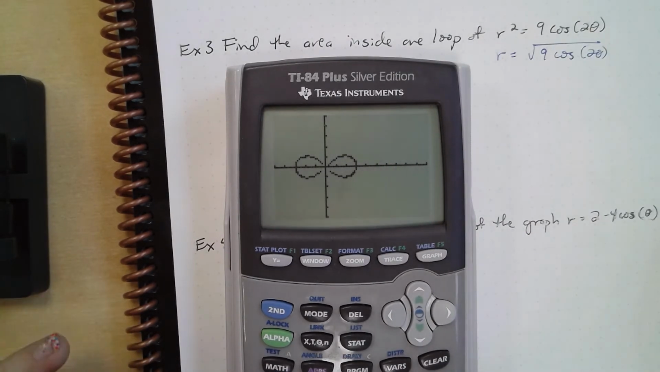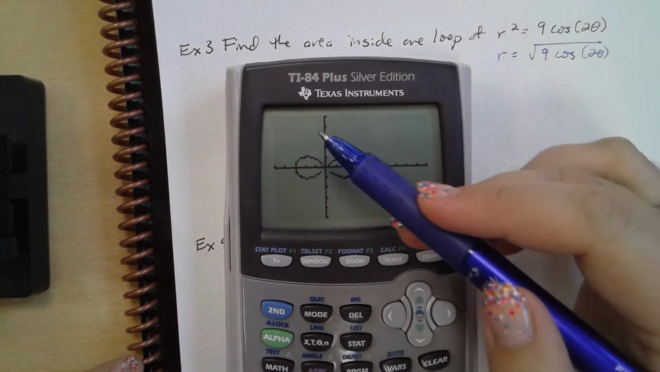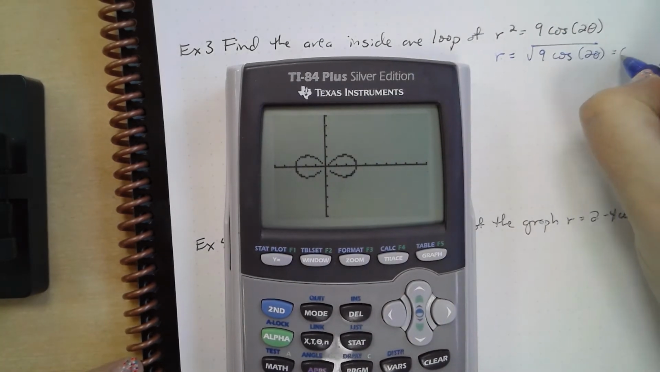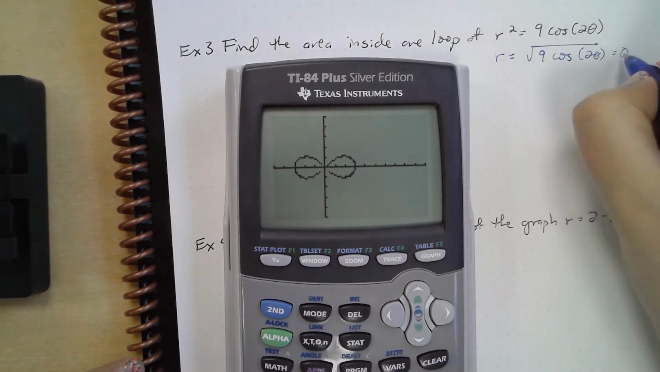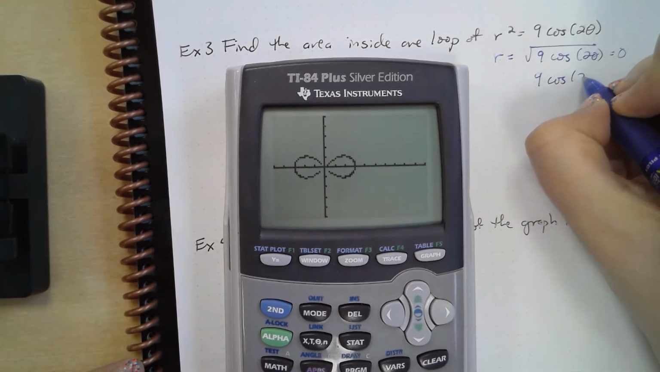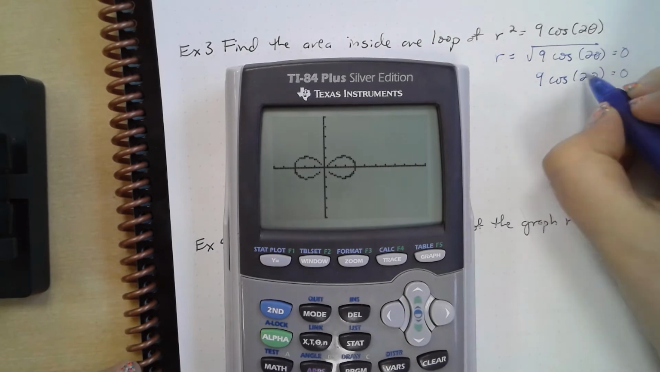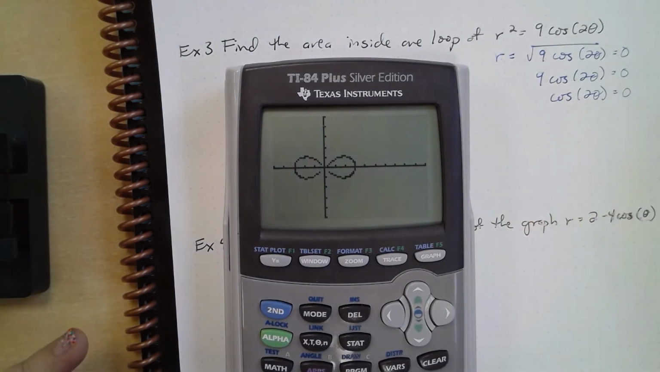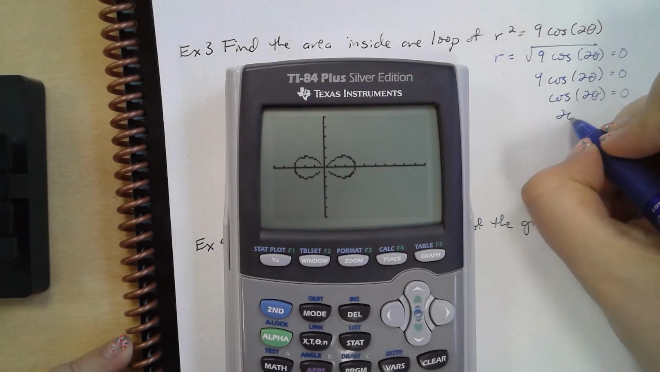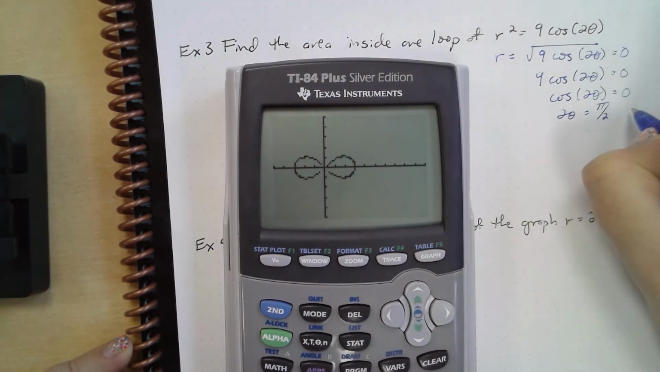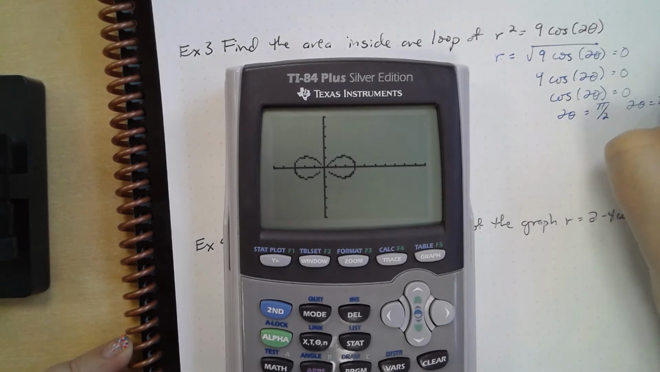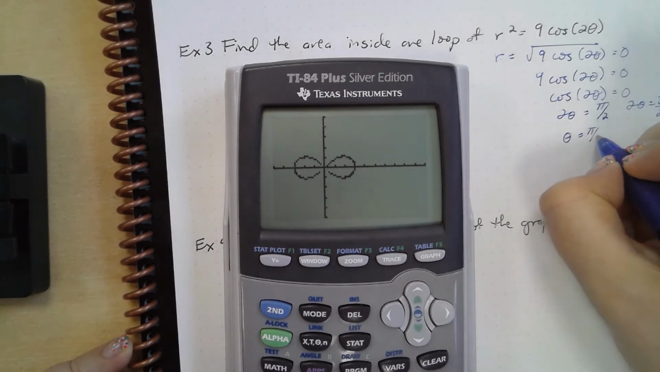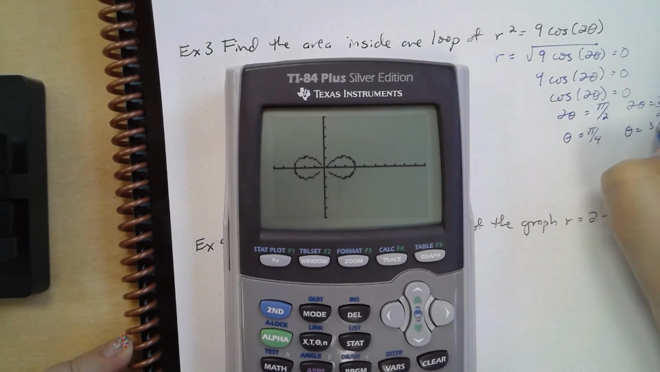Well, now we need to know when this is going to be equal to 0, because we just want one loop, so we want from here to here, right? So I'm going to set this equal to 0. If I square both sides, I get 9 cosine 2 theta equals 0. I divide by 9, I get cosine 2 theta is equal to 0. Well, when is cosine equal to 0? Well, when 2 theta is equal to pi over 2, and when 2 theta is equal to 3 pi over 2. So if I divide by 2, I'm going to get theta equals pi over 4, and theta equals 3 pi over 4.